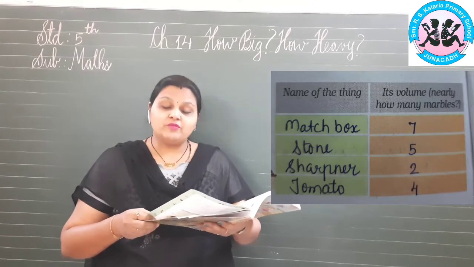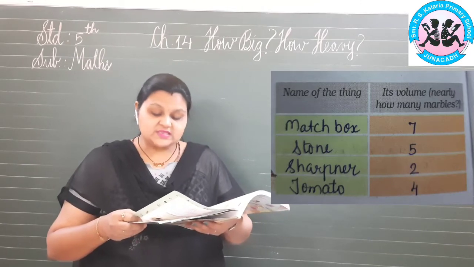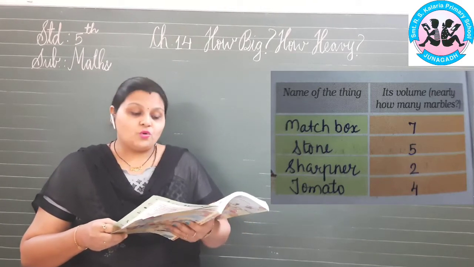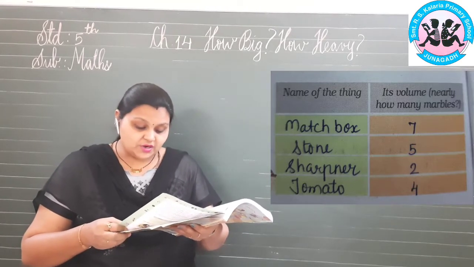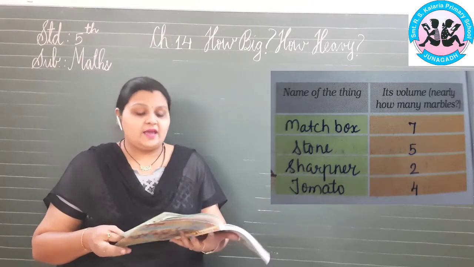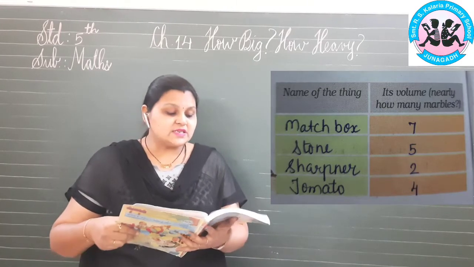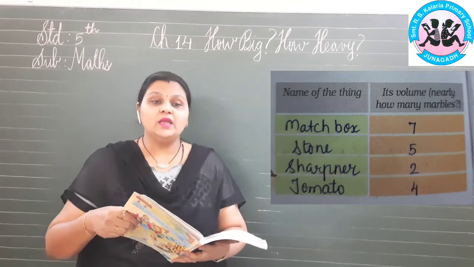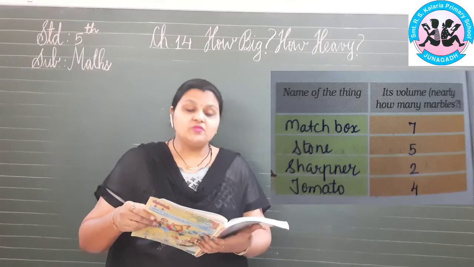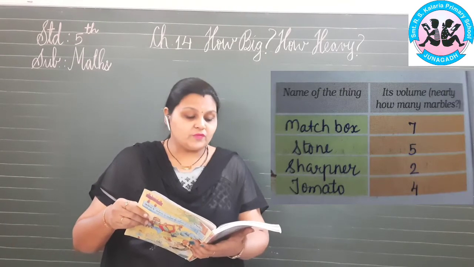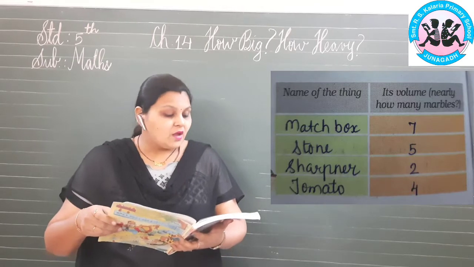Now here we have to find out a few things. What is the volume of 6 marbles? So we have to take 6 marbles and we have to measure. It will be 7 ml. Next, what is the volume of 16 1 rupee coins? Now we have to insert the 1 rupee coins and find out the volume of the coins. It will be 19 ml.